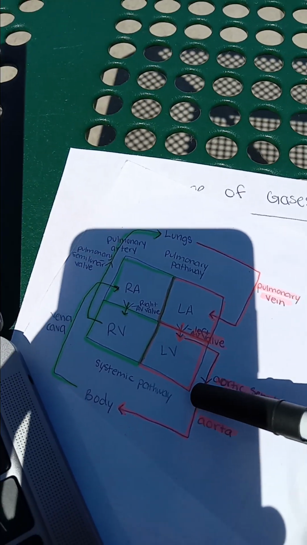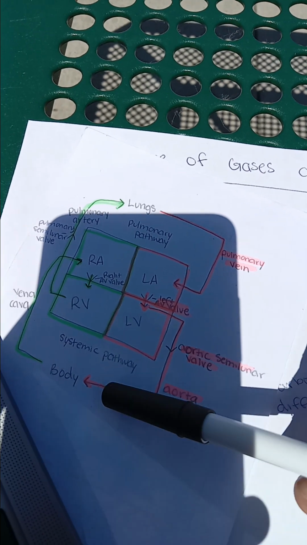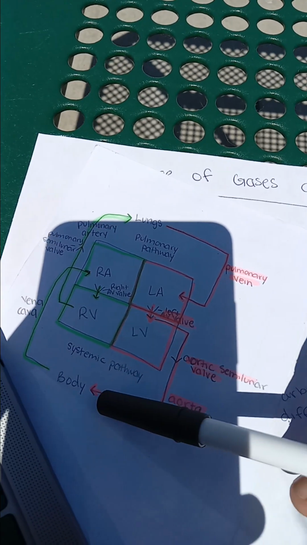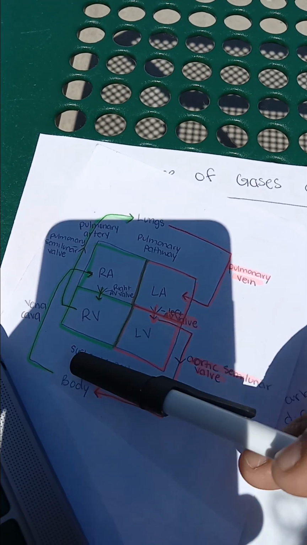And then from the left ventricle, it travels to the aorta through the aortic semilunar valve. In the aorta, it goes to your body, and the oxygenated blood gets distributed to the rest of the cells in the body.